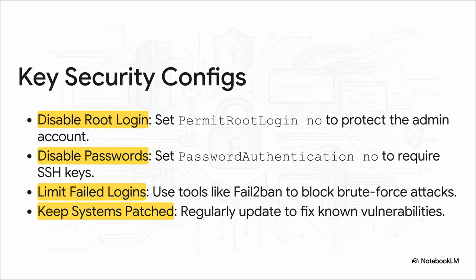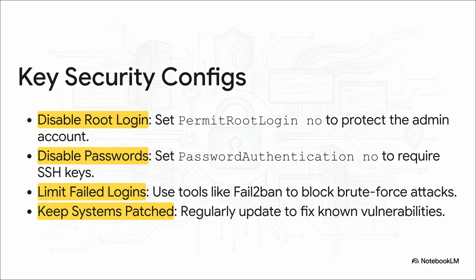First, disable root login. The root user is the all-powerful super administrator, which makes it the #1 target for attackers. By setting PermitRootLogin no, you force everyone to log in as a normal user first. Second, and this is the big one, disable password authentication entirely. Setting PasswordAuthentication no forces every single user to use the much stronger public key method. All those automated brute force attacks, they just become completely useless.